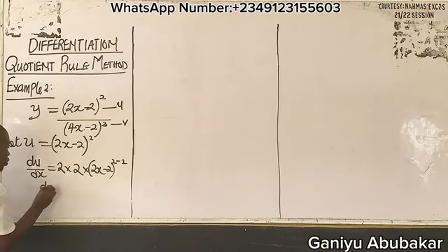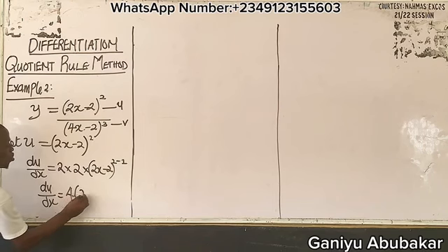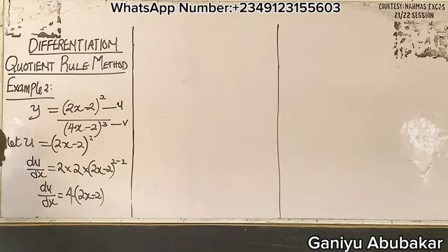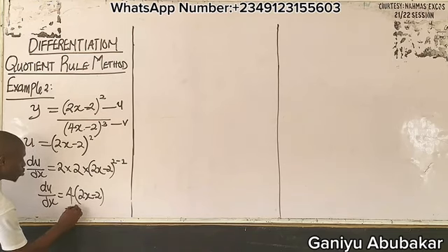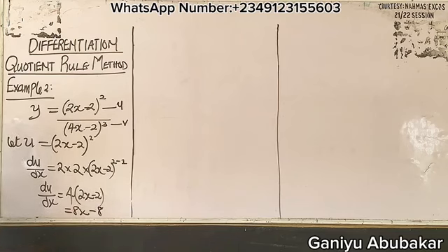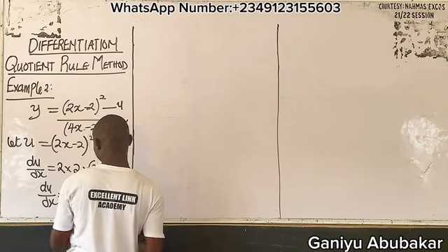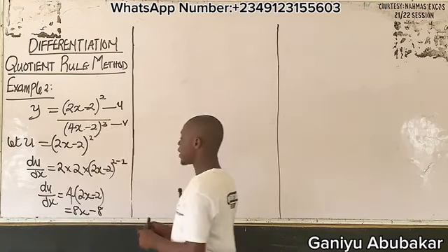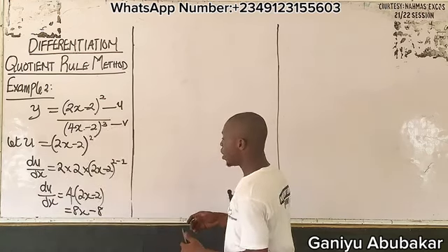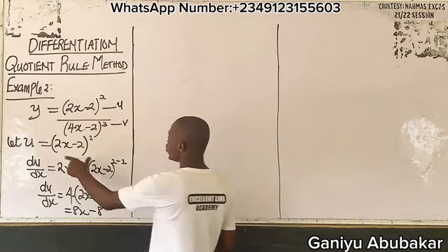From here, du/dx will be equal to just 4 into 2x minus 2. If I want to, I can expand and say 4 times 2 is 8x, minus 2 times 4 is 8. So this value is my answer for du/dx. Proceeding, we said let u be this one.